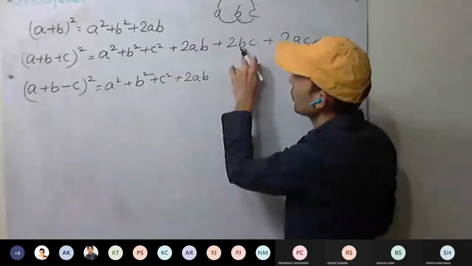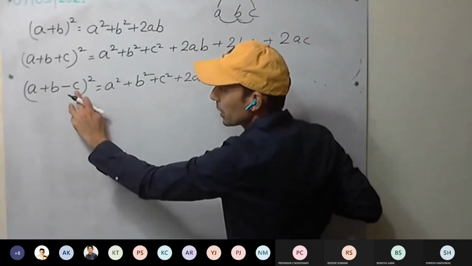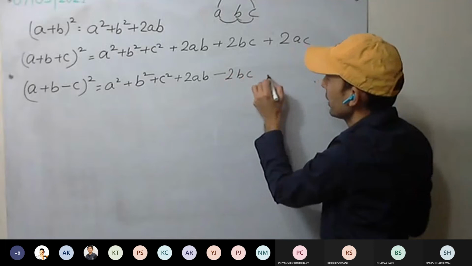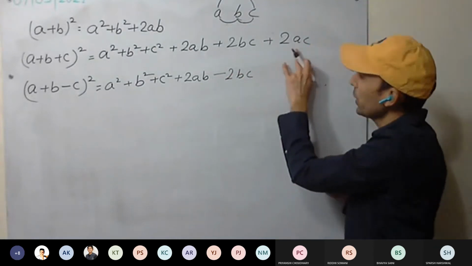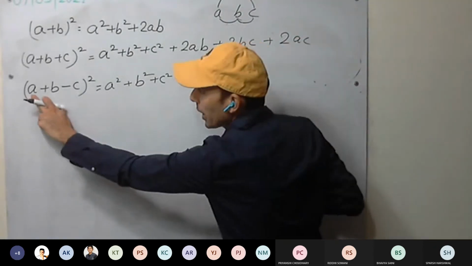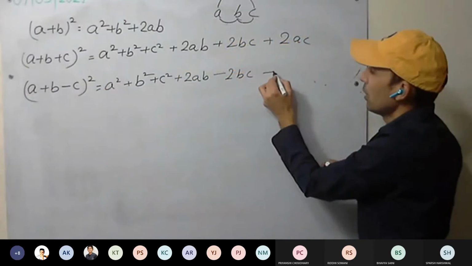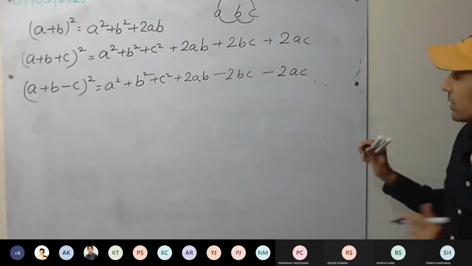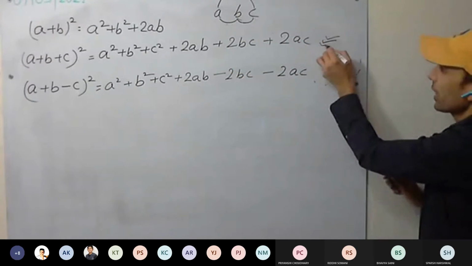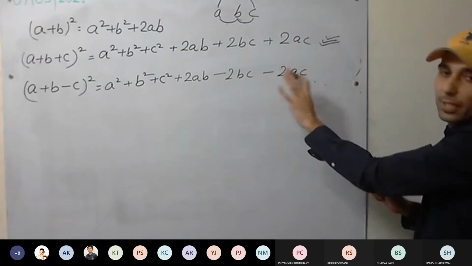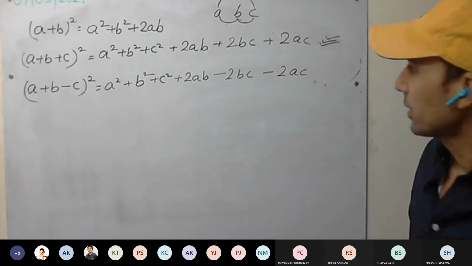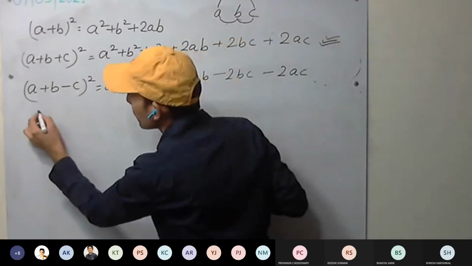Now 2BC. B is plus but C is minus, so it will be minus 2BC. Now again 2AC, it is negative, minus 2AC. Understood this plus minus sign? It means you have to remember only this identity. If you remember this one, you can derive the others. Is this clear?